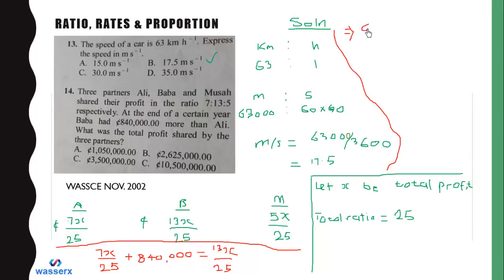Now this is a linear equation, so we can solve for the value of x. So 6x over 25 will be equal to 840,000. So x now will be equal to 25 times 840,000 divided by 6. And this is equal to 3,500,000. That's the total profit that is shared.